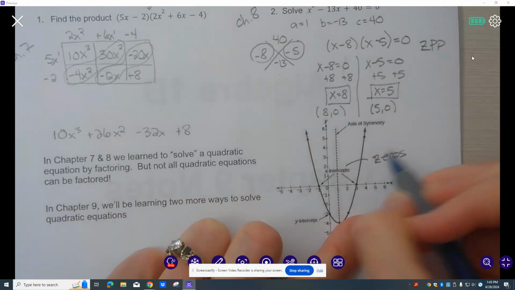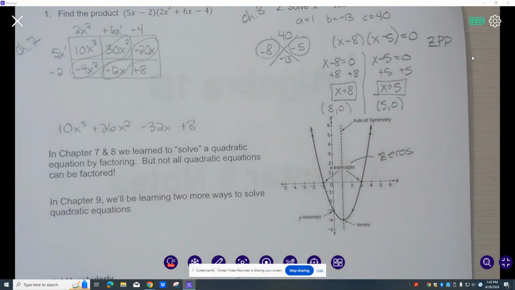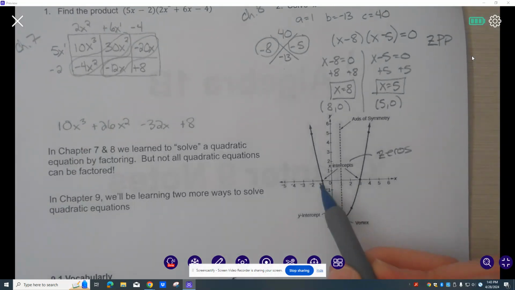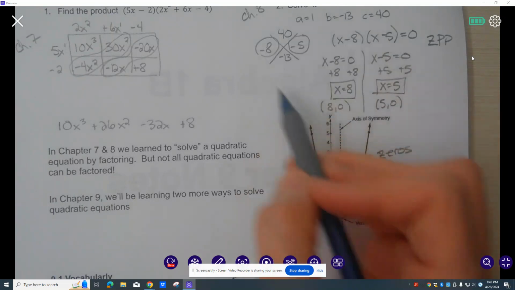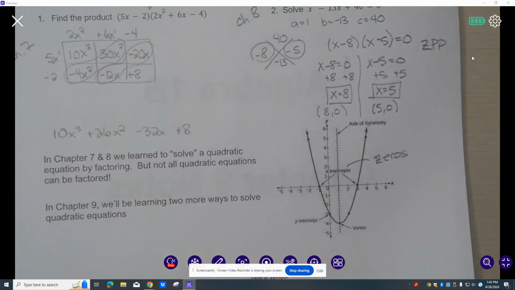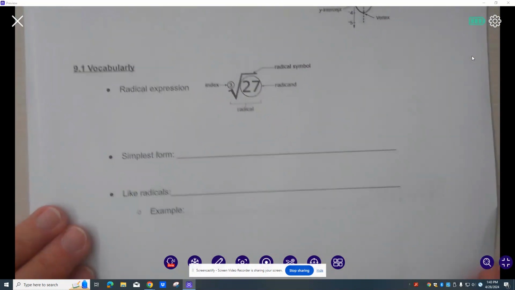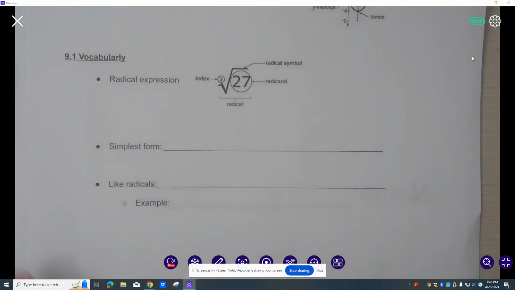So we are going to look at these again in chapter 9, not in this video, not in section 9.1, but further on in the chapter. We're going to look at other ways of finding the zeros other than factoring. But before we do that, we have to learn the chapter 9 lesson. So we're going to start with some vocabulary.